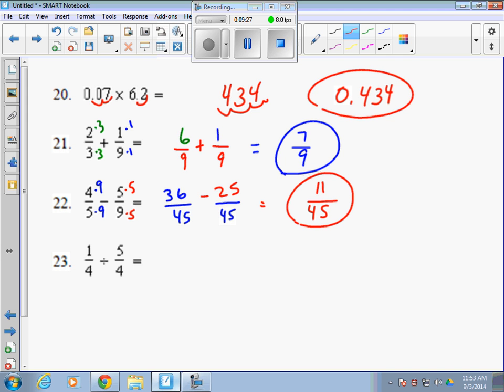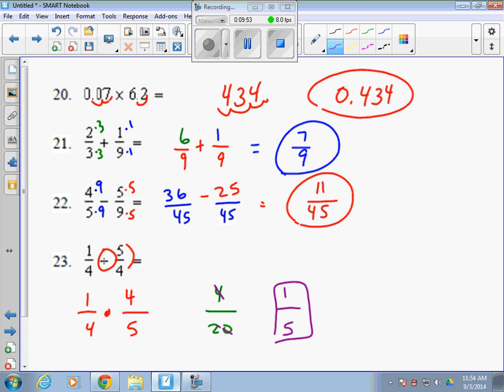Number 23 says 1/4 divided by 5 over 4. So you leave the first fraction, you change division to multiplication, and you multiply by the reciprocal. Remember, that's a fancy word. That means to flip it. 4 over 5. You can cross cancel, or you can just say 1 times 4 and get 4, 4 times 5 and get 20, and then the number 4 goes into both of them. It goes into itself once, and it goes into 20 five times, so 1/5.